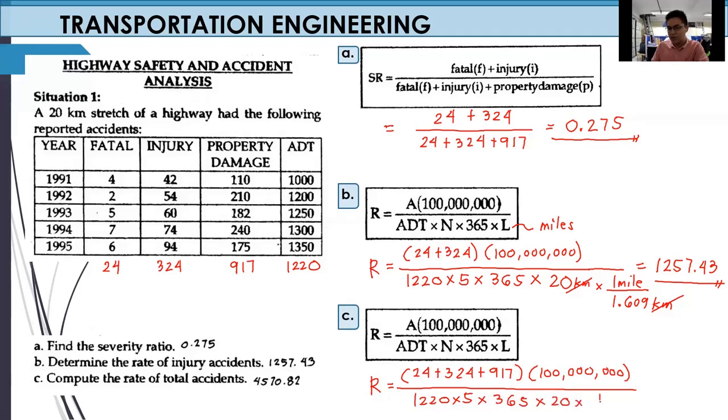20 times 1 over 1.609. So by using your calculator, ang kalabasan po niyan is 4,570.4382. Ayan. So, try using a calculator class. Baka mali tayo pag calculate. I think that is correct naman siguro.